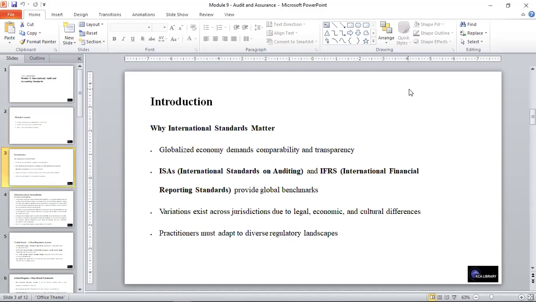Why do international standards matter? The first is that a globalized economy demands comparability and transparency. The International Standards on Auditing and IFRS provide a global benchmark. Variation exists across jurisdictions due to legal, economic, and cultural differences, and practitioners must adapt to diverse regulatory landscapes.